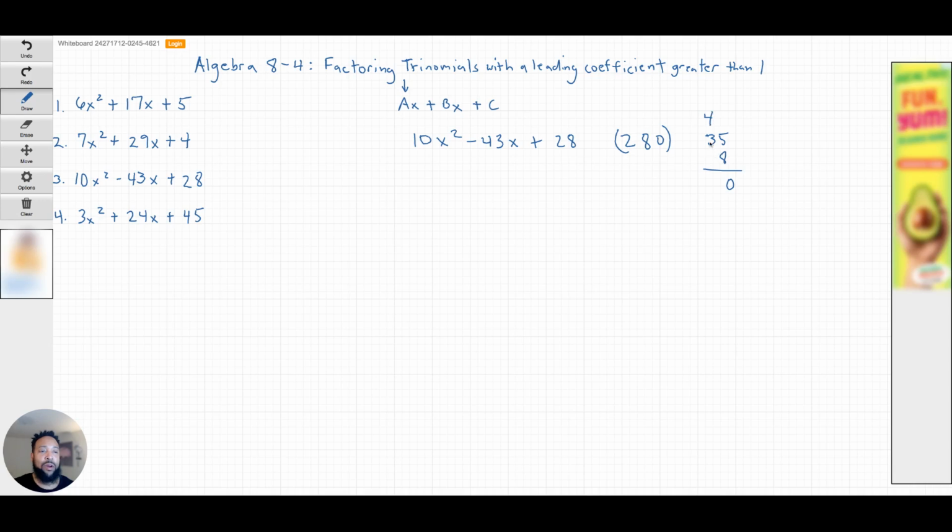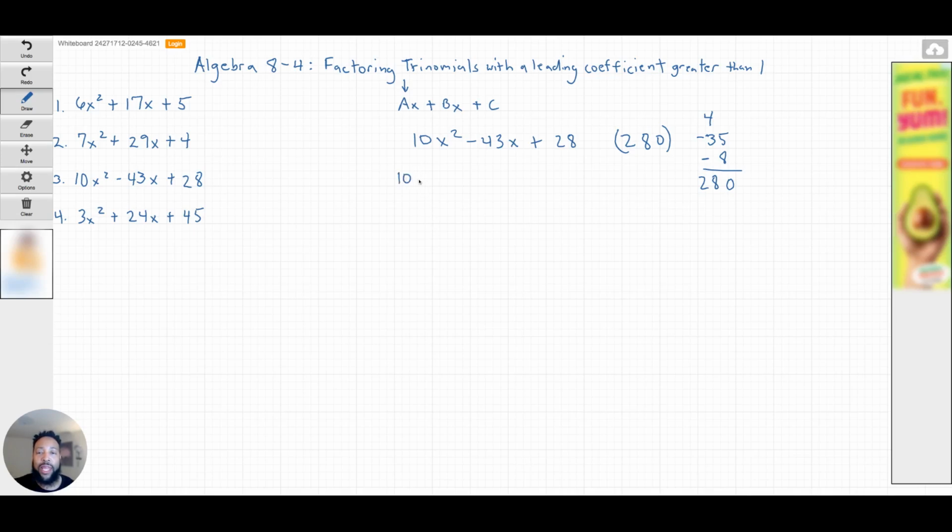Carry the 4. 8 times 3 is 24, plus 4 is 28. So we have two numbers that when we multiply them, we get 280. But if I put a negative on these and add those up, that would give us 43. When you have two negative numbers and you add them, it's just like adding them without the negative. So 35 plus 8 gives me 43, but it's still negative.